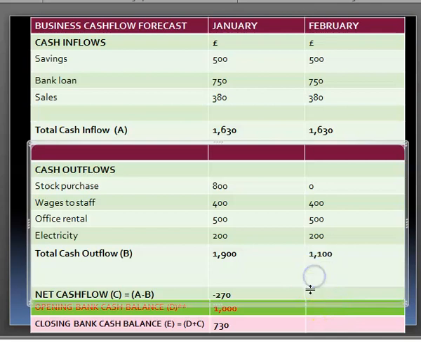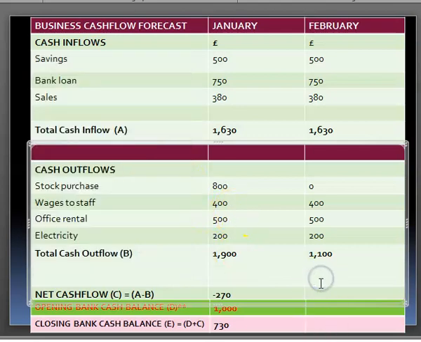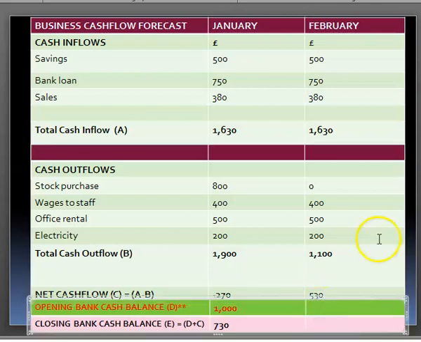Now we have to calculate the net cash flow. The net cash flow is section A, which is cash inflow minus cash outflow. So it's going to be 1,630 minus 1,100. They're going to get 530. So we put 530 here for the net cash flow. That is the 530 that is left. It looks like they're doing well in February.